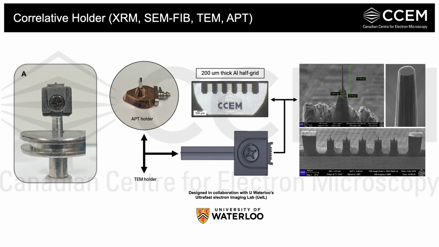It can also hold a range of half-grid sizes, from our standard 30 micron copper grids to custom thicker grids that we can make of any material using the laser. The image on the right is one of these custom half grids. I believe it's an aluminum grid that was sharpened using the laser, and then a final FIB step was used to just produce a flat top that mimics the more standard silicon post.